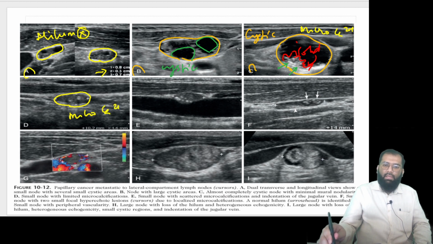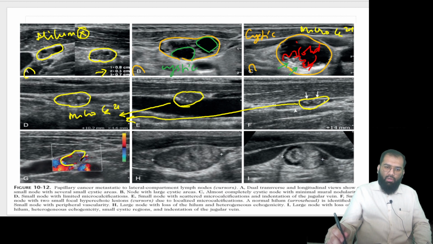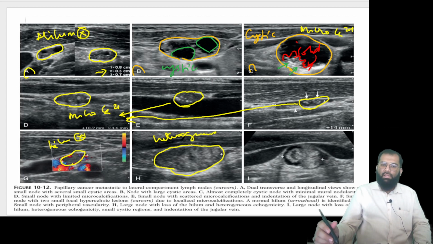Now here again, are you able to see this very well defined lymph node with microcalcification? Here again, you are able to see a lymph node in image E, and you are able to see microcalcifications within. See the similar looking node here with microcalcification. Now look here again, there is a small node but hilum is not there and it is heterogeneous. This is a large enlarged node which is heterogeneous with loss of hilum. Should also put vascularity. Of course the vascularity here was increased but not shown here.